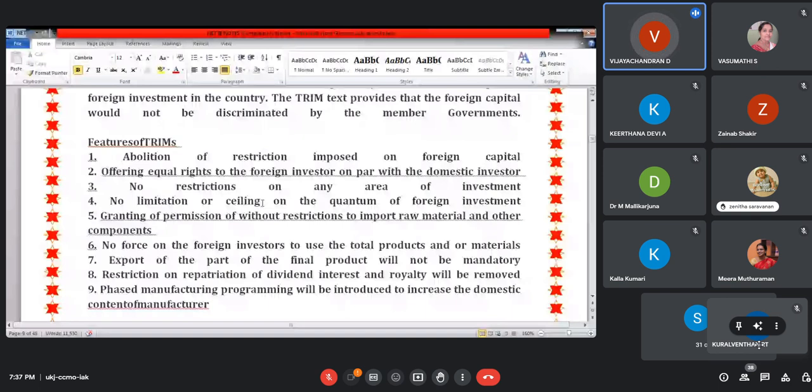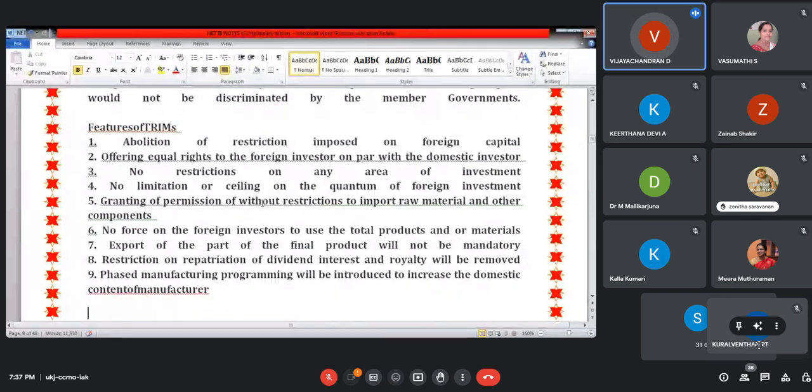And export of part of the final product will not be mandatory. It will not be a compulsory one. So the compulsion of exporting the product to a particular country, that mandatory restriction, will not be there.